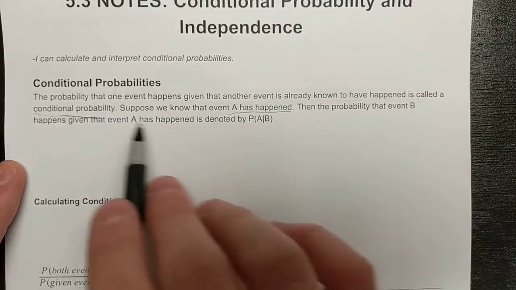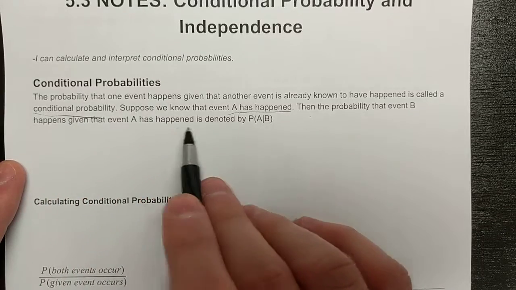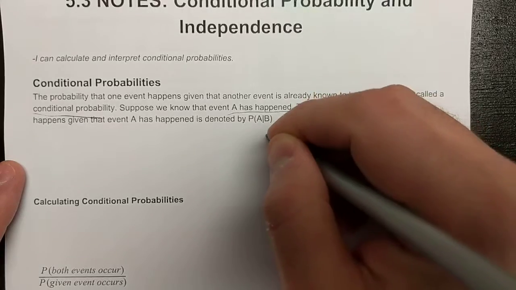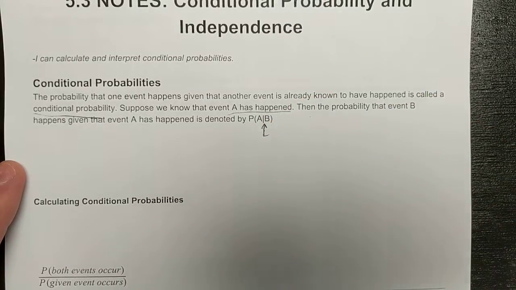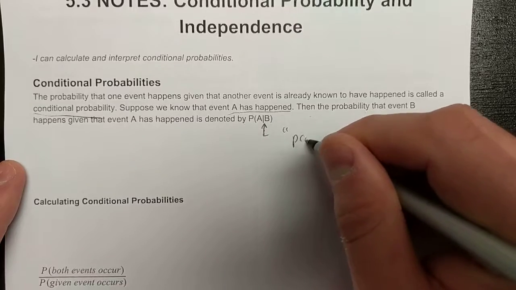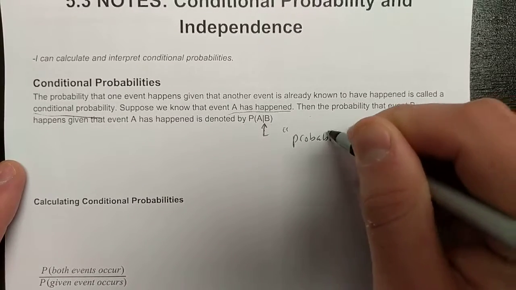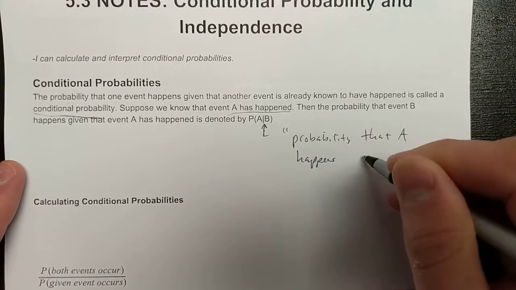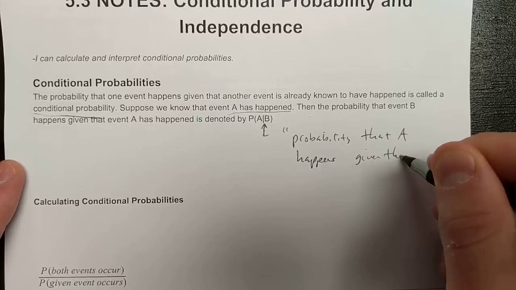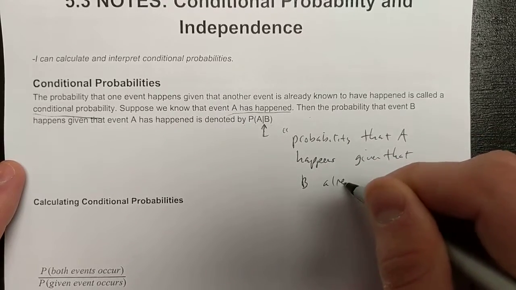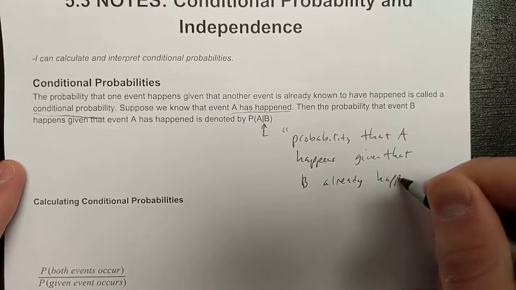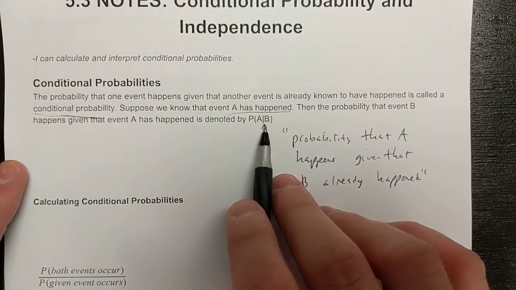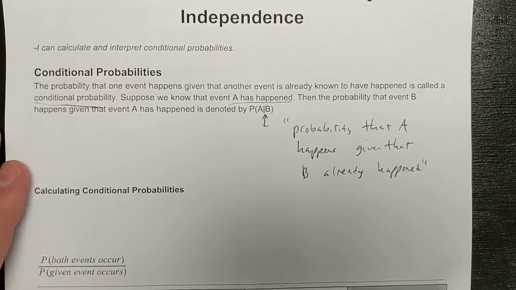and the probability that event B happens given that A has happened is denoted by probability of A given that B has happened. So this vertical line here is essentially saying probability that A happens given that B already happened, or given that B happened. So that second event behind the vertical line is the condition, part of the conditional probability.